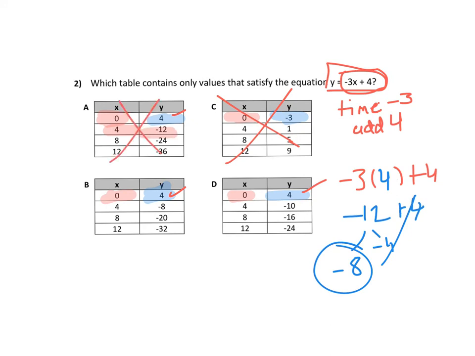All right, let's come down to D. Negative 4, negative 10. That cannot be right. So that only leaves one choice. And if we look, we see negative 4 with negative 8.